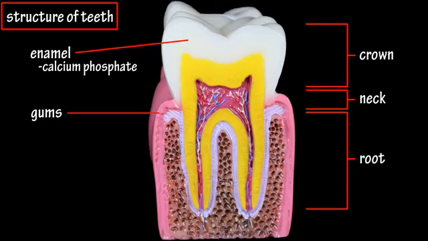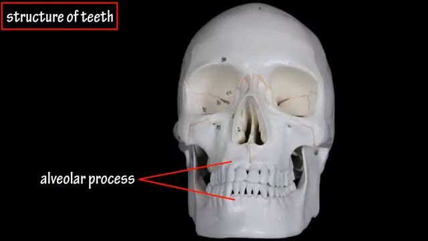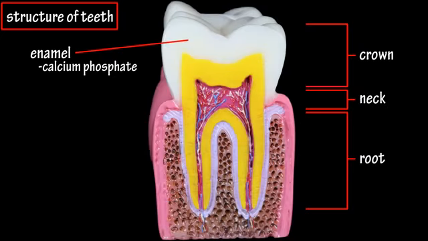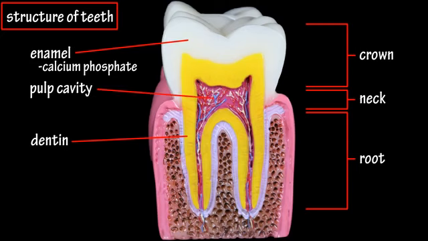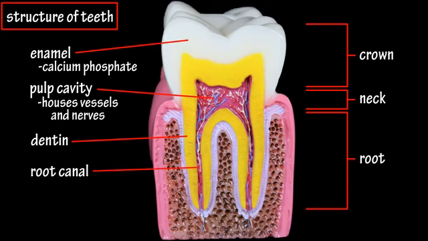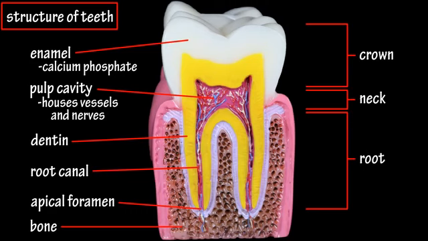The root of a tooth fits into what's called an alveolar process of either the maxilla, upper jawbone, or the mandible, lower jawbone of the skull. The structure of a tooth consists of the enamel we mentioned earlier, which is a non-living tissue, so it can no longer remodel or repair itself. The tooth also has a layer of dentin, which is a harder substance than bone, an inner pulp cavity that is comprised of connective tissue and houses blood vessels and nerves, and a root canal that leads to an opening called the apical foramen that opens to surrounding connective tissue.